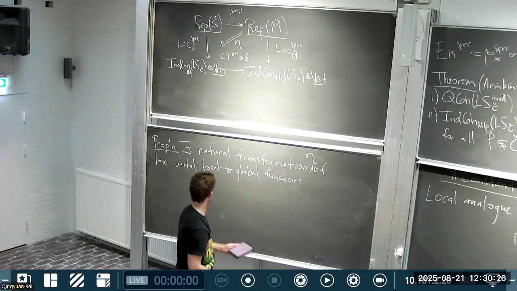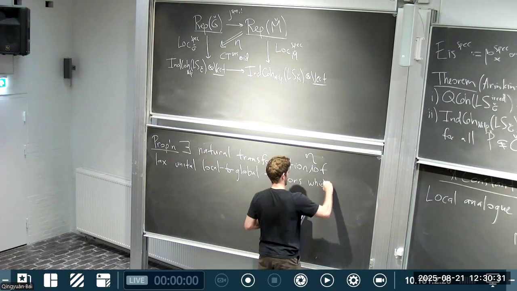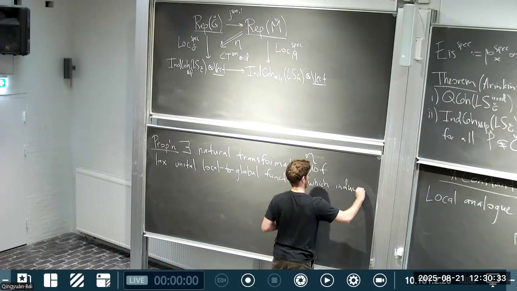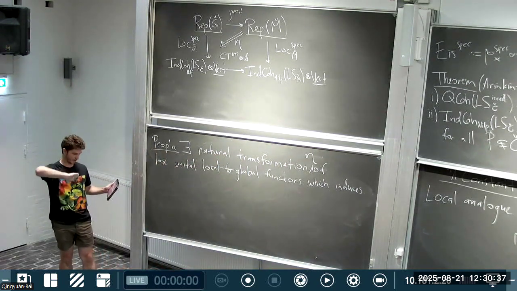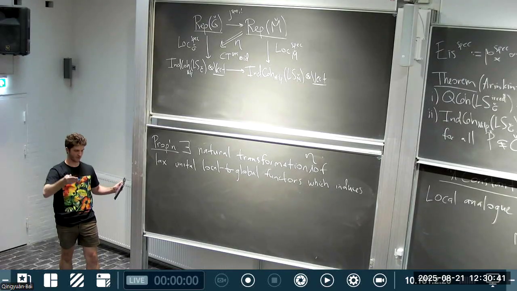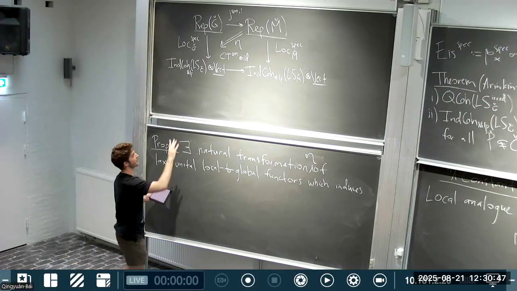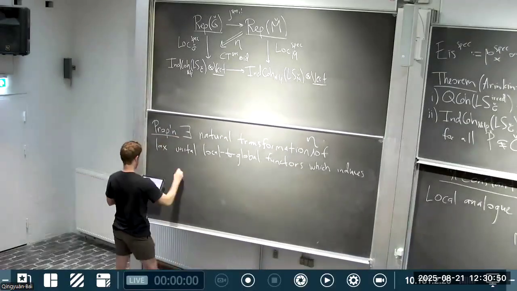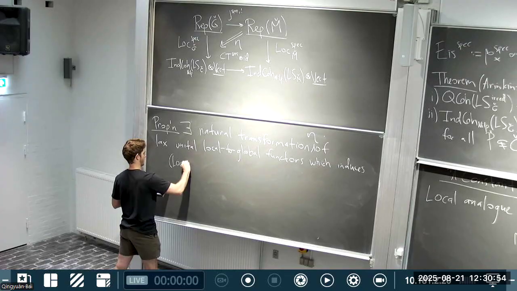So then this induces, again, this procedure of integrating along insertion of the unit. Remember, it was the left adjoint of the inclusion from unital local to global functors into lax unital local to global functors. So therefore, by adjunction, we get a natural transformation from eta like so.